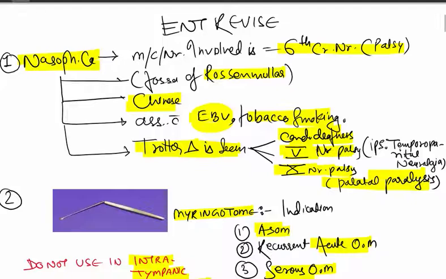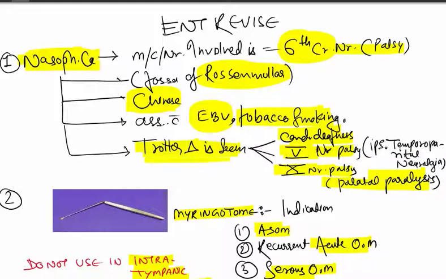First is nasopharyngeal carcinoma. The most common nerve involved in nasopharyngeal carcinoma is the sixth cranial nerve. It originates from the fossa of Rosenmuller. The most commonly affected race is Chinese. It is associated with Epstein-Barr virus and also with tobacco smoking.